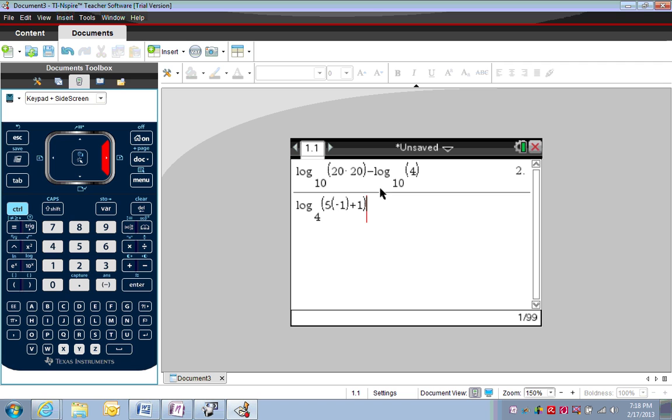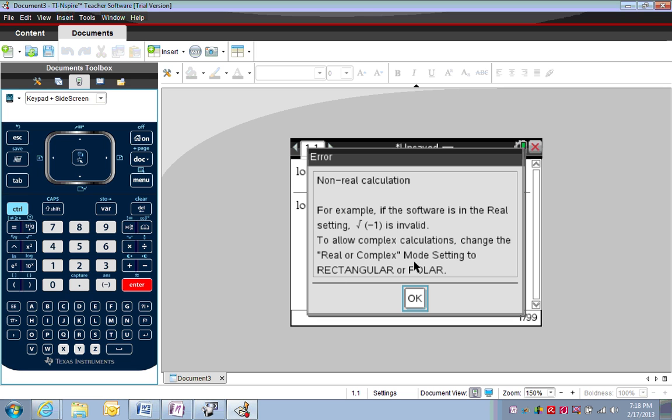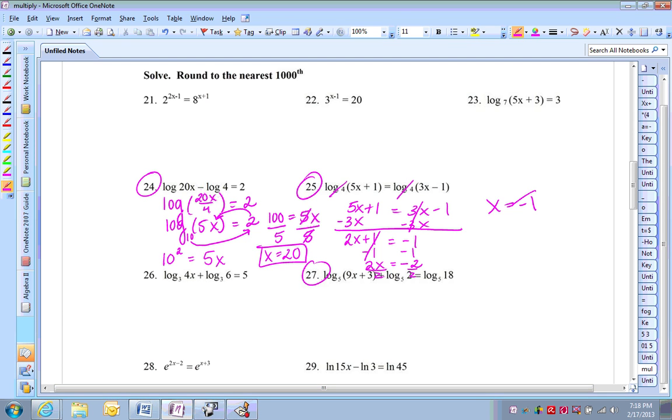And when I hit enter to see if that's valid, something comes up. It says it's a non-real calculation. So we now know that x equals negative 1 is an extraneous solution. So my answer here is that there are no real solutions to this problem. So many of you did get the x equals negative 1 part, but forgot to go and check.